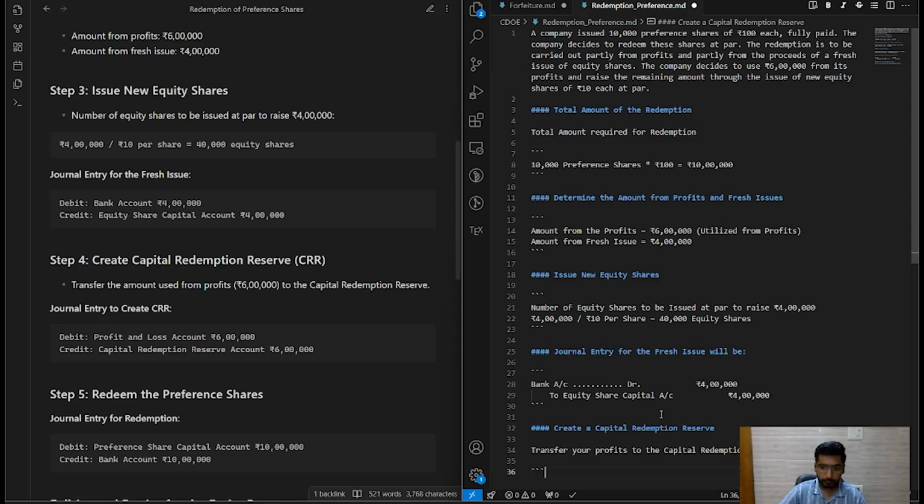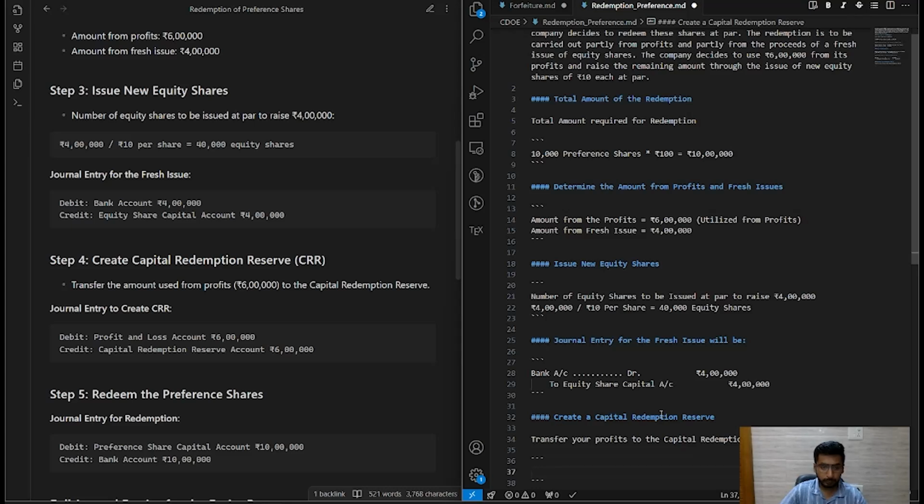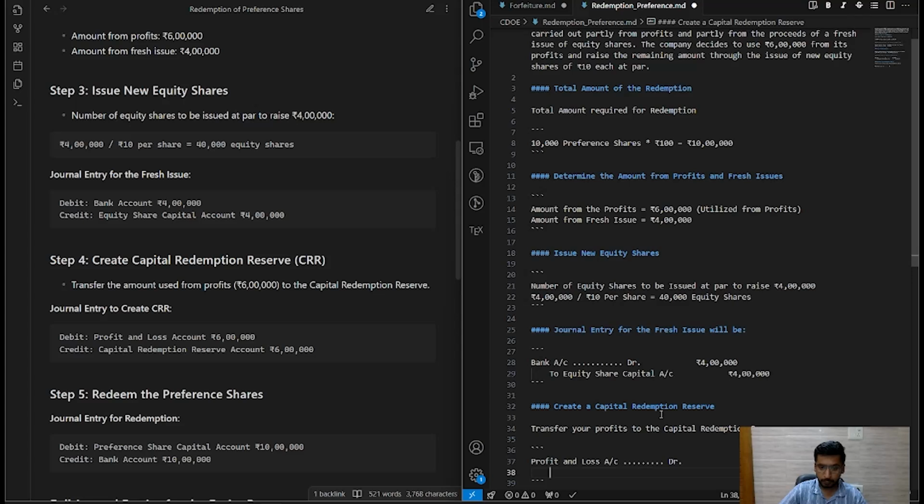So the general entry would be profit and loss account debit. Why? Because profit will be in the profit and loss account. Profit and loss account debit to capital redemption reserve. The amount will be rupees 6 lakhs.